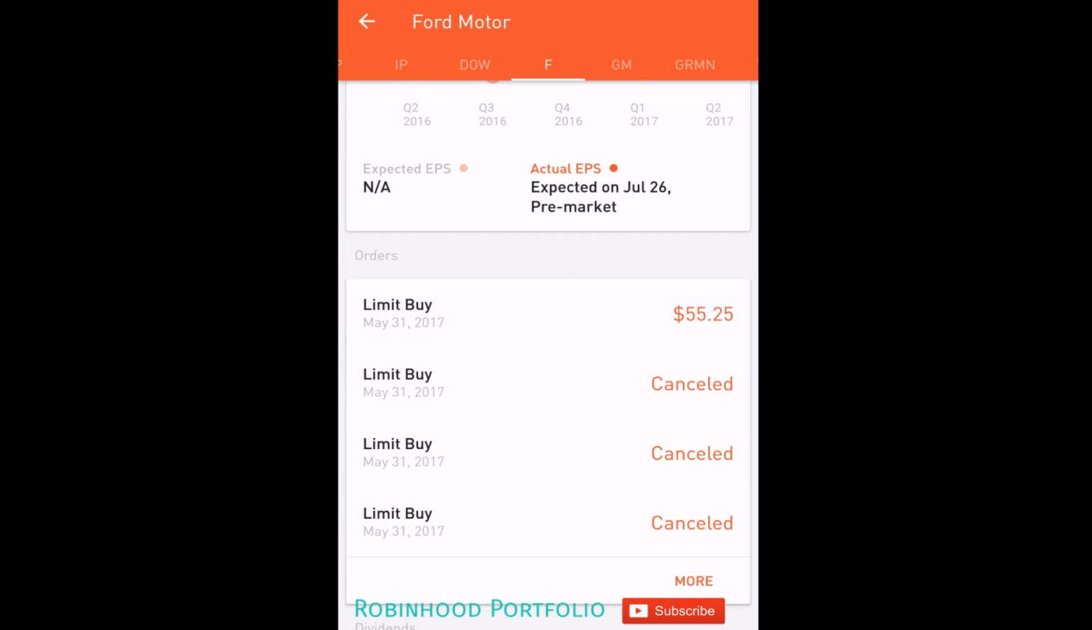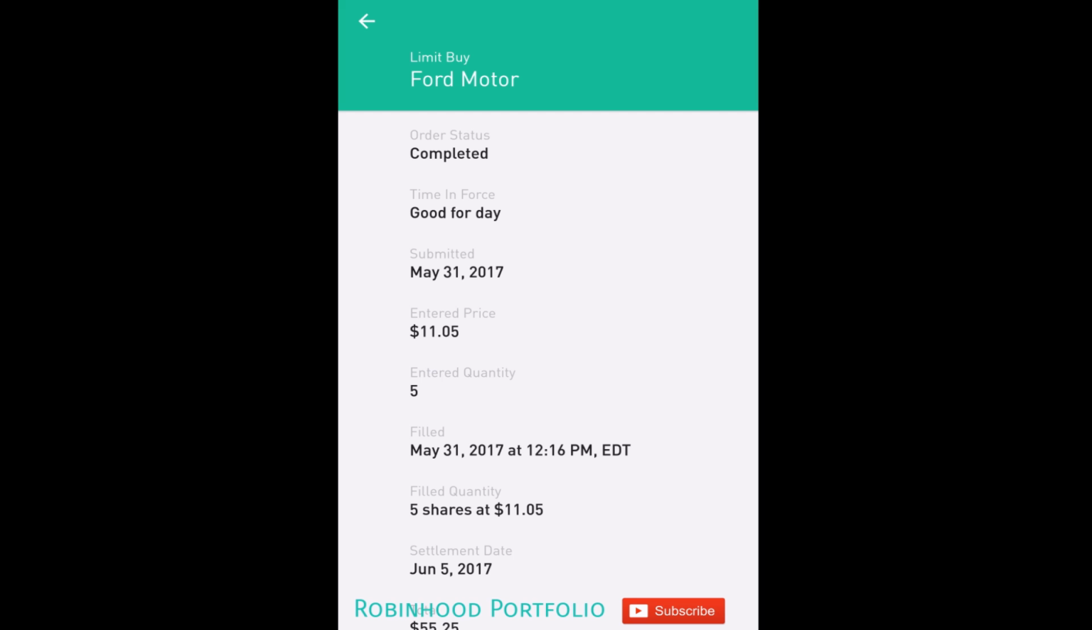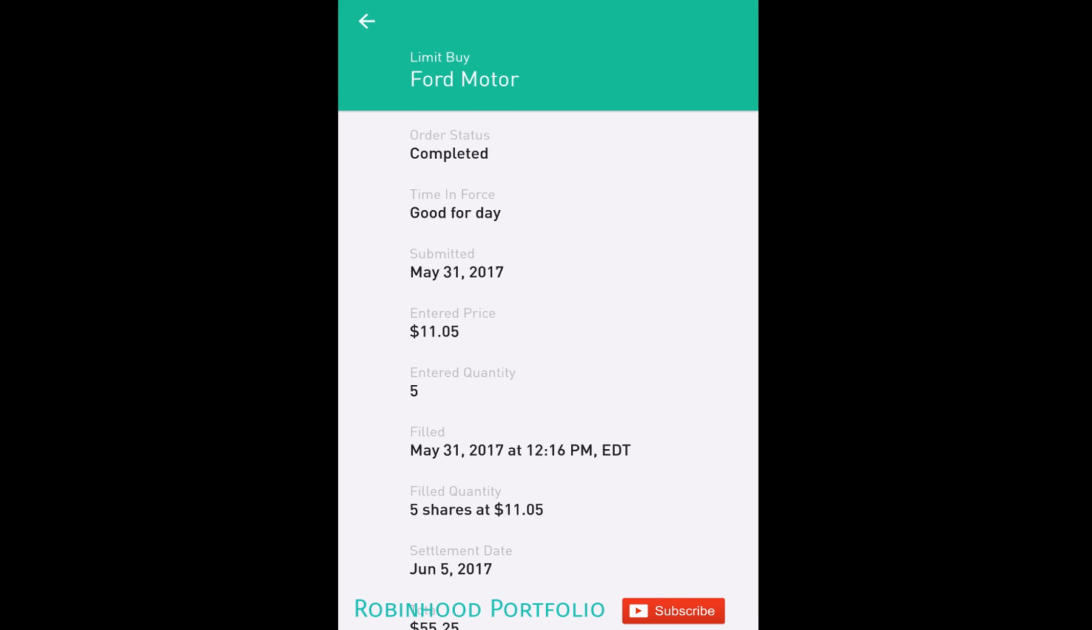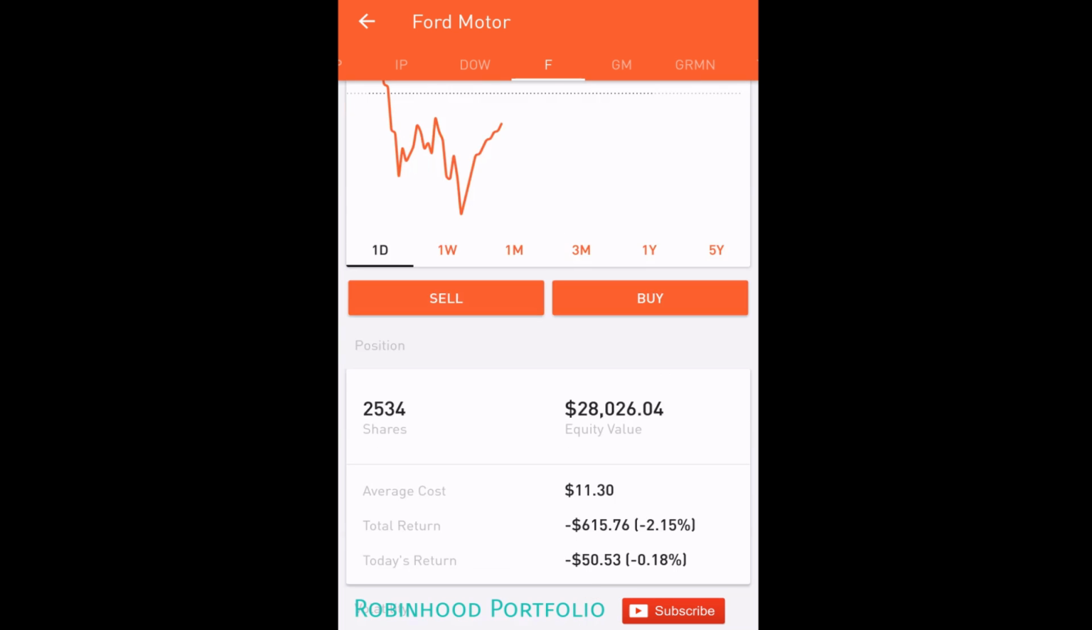You can see limit buy here. Looks like it's been executed. 5 shares at 11.05. I haven't been notified of that yet, but that's been completed. You can see at the top there, order status completed, 11.05, 5 quantity. You can see the time there, 12:16 Eastern Standard Time, May 31st, 5 shares, 11.05. So now we have that limit buy in place.